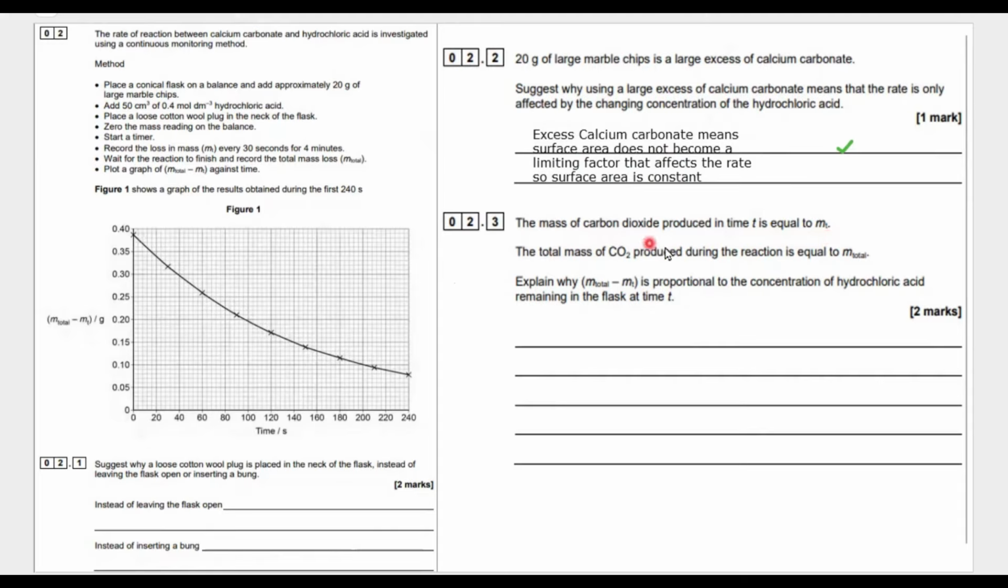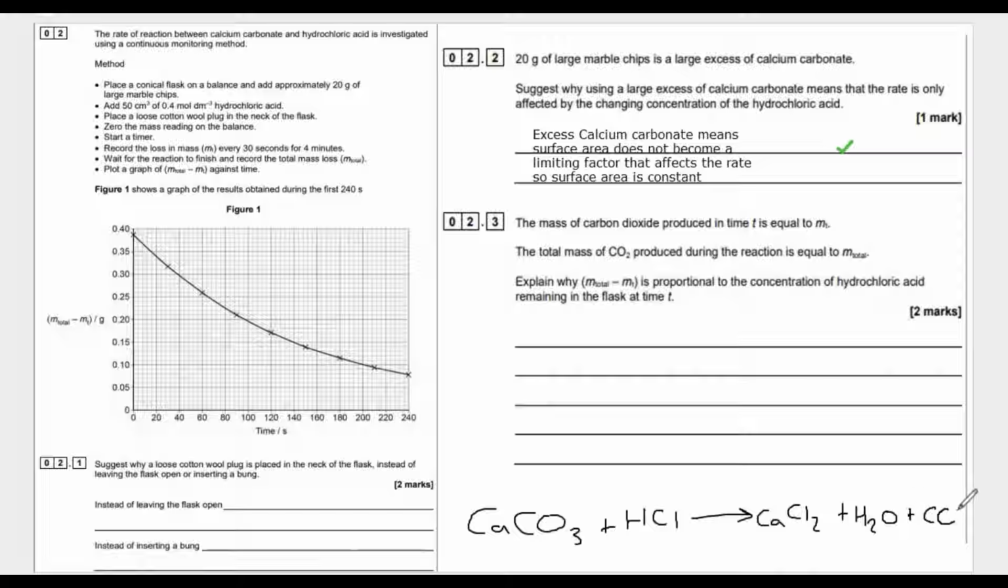2.3: The mass of carbon dioxide produced in time t is equal to m. The total mass of CO2 produced is m total. Explain why m total minus mt is proportional to the concentration of hydrochloric acid remaining in the flask at time t. So essentially you've got this reaction going on with calcium carbonate, and hydrochloric acid is going to produce calcium chloride plus water.